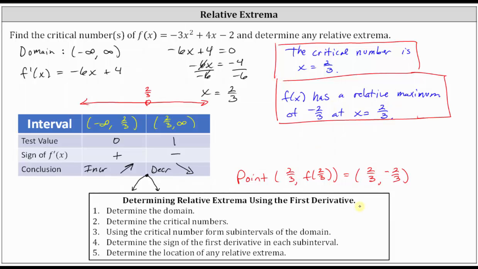And none of this should come as a surprise. Notice how we have a basic quadratic function where the leading coefficient is negative, which indicates the parabola opens down. And therefore we could have determined the relative maximum by determining the vertex of the parabola, which we did. We just used calculus techniques. And let's go ahead and check this graphically.